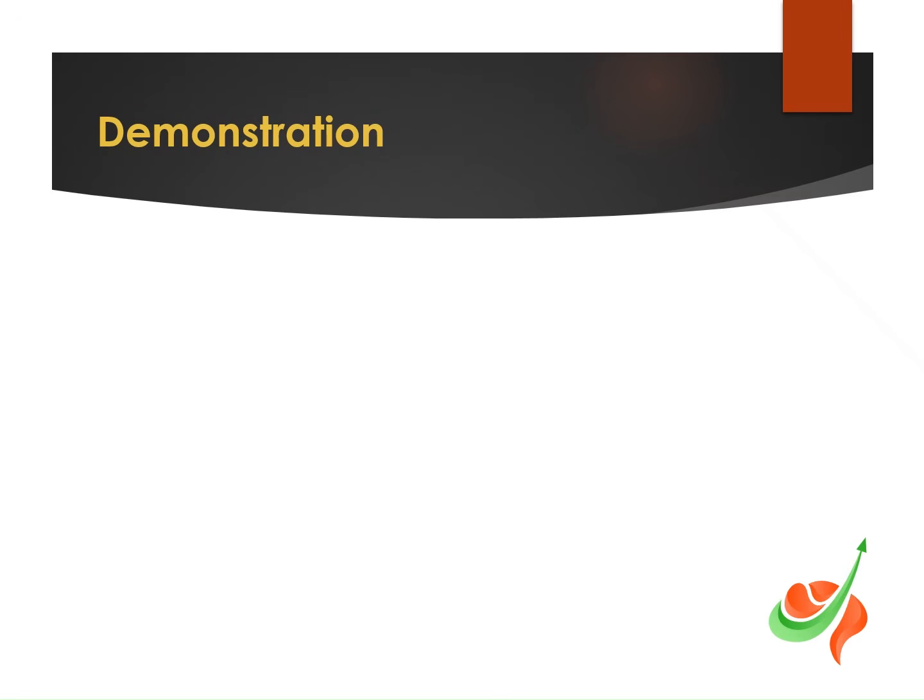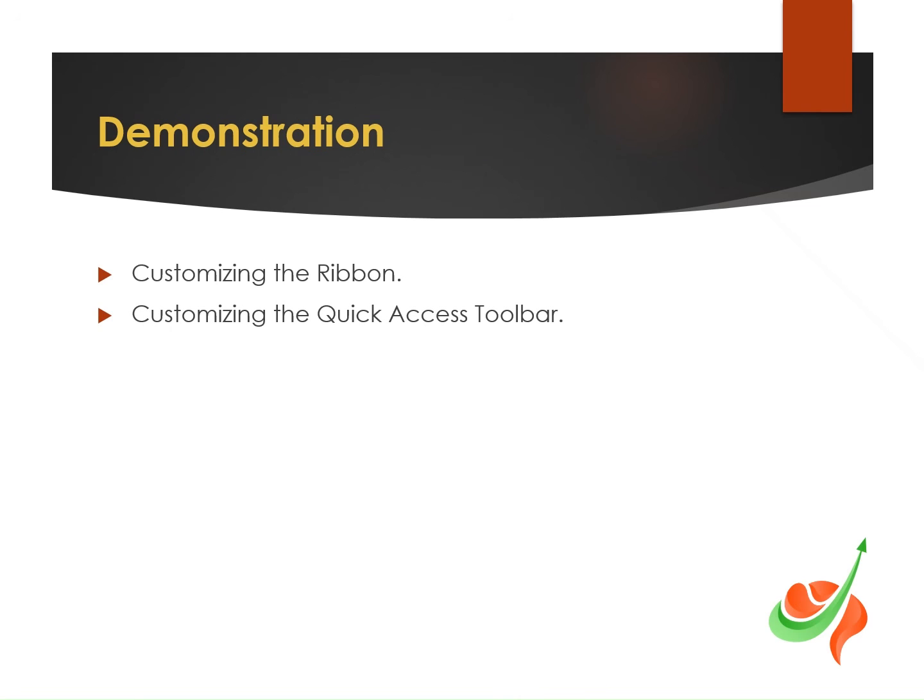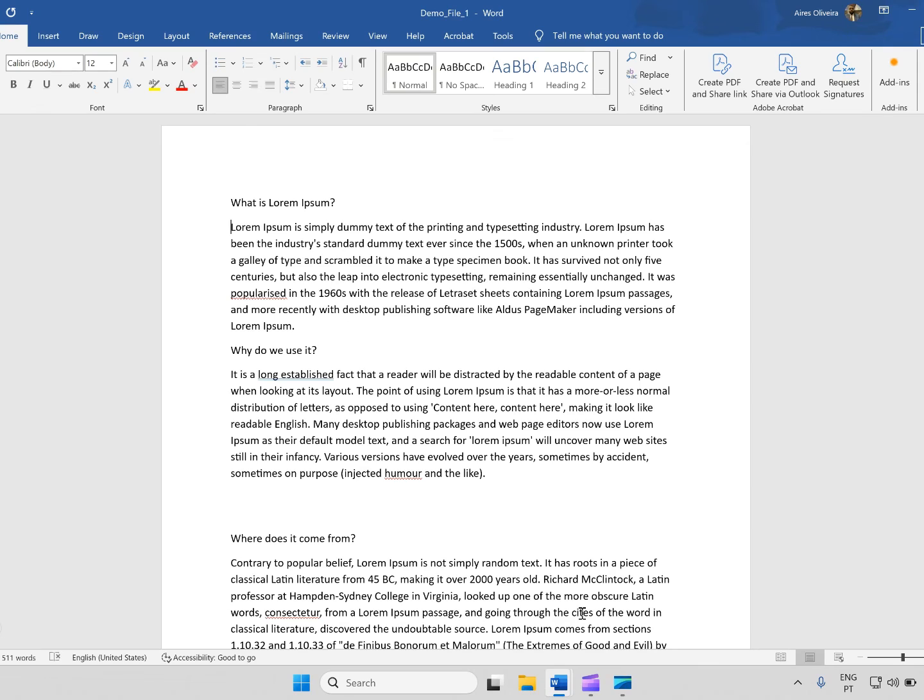Alright, now it's time for our demonstration. In this demonstration, we're going to show how to customize the ribbon, how to customize the quick access toolbar, how to change the Word themes, and how to enable rulers, grid lines, and views. Let's start our demo with customizing the ribbon.